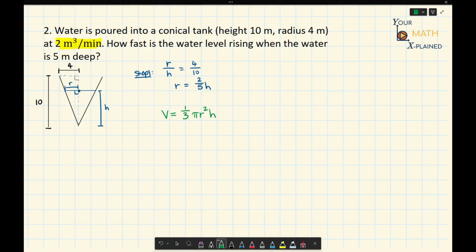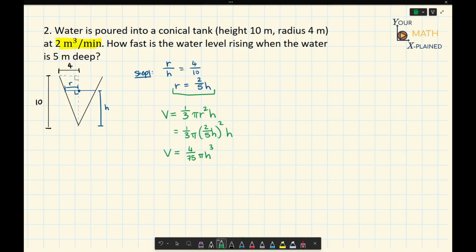And now, because we know r is equal to 2 over 5 times h, we can go ahead and substitute that in, which means we end up with V is equal to 1 over 3 times pi times (2 over 5 h) squared times h. And then simplifying that, we get this is equal to 4 over 75 pi times h cubed. And now we have the equation that we need so that we can start differentiating with respect to t on both sides.